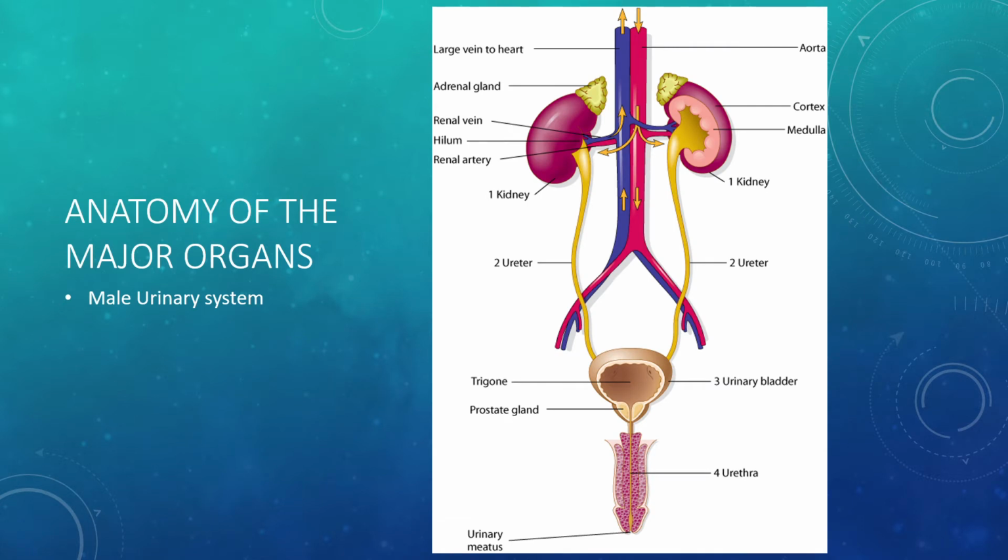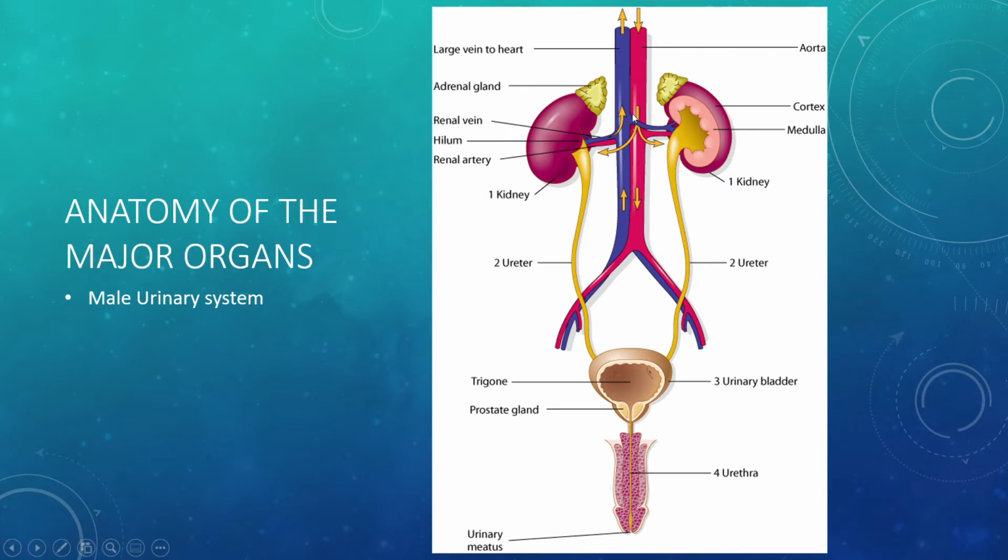Anatomy of the major organs, the male urinary system, top to bottom here. So along the midline of the body, we have our aorta and the vena cava, specifically in this image, the inferior vena cava, shown in blue along the midline, the aorta shown in red. Blood is traveling superior to inferior along the aorta, and along the vena cava, blood travels from the inferior aspect to the superior aspect, going back towards the heart. The easy way to remember the difference between arteries and veins: arteries will always carry blood away from the heart, veins will always carry blood towards the heart.